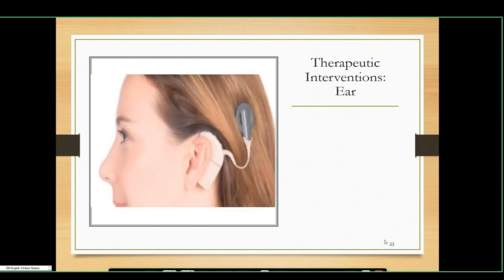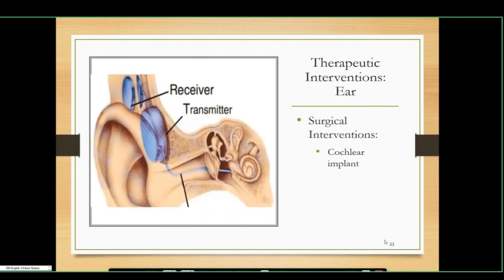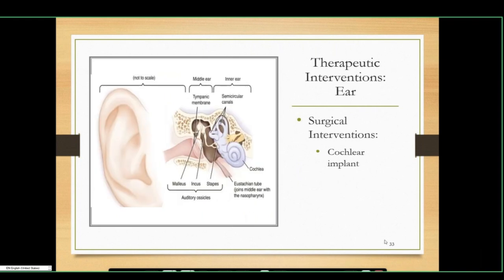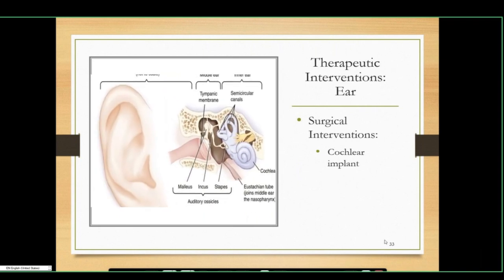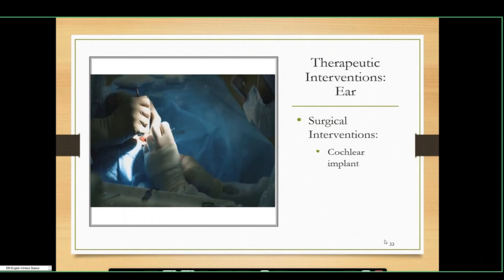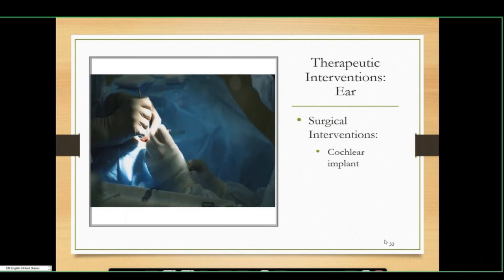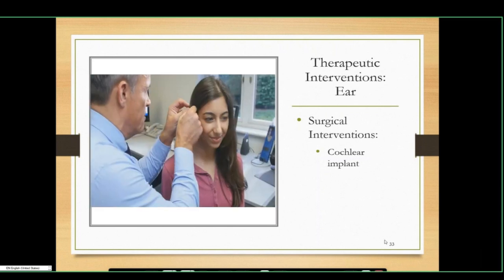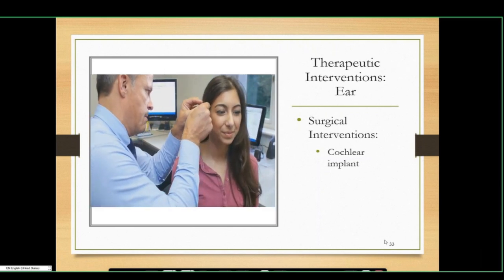First up, we've got the cochlear implant. This surgery helps folks with severe hearing loss by bypassing damaged parts of the ear and directly stimulating the auditory nerve. The surgeon makes an incision behind the ear, then inserts a tiny electrode array into the cochlea. Once activated, this device can send sound signals straight to the brain.